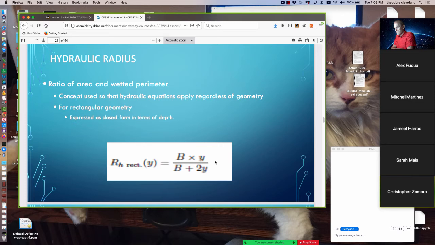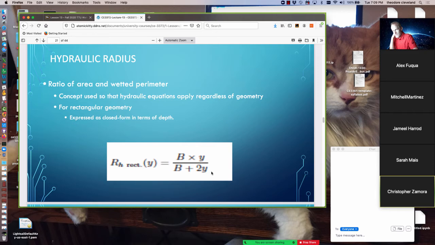For rectangular geometry, we actually can wrap our brains around the arithmetic. So the hydraulic radius is B times y divided by B plus 2y. So let's do one thought experiment here. If the channel is pretty wide compared to the depth, suppose B is 100 feet and y is 2 feet.